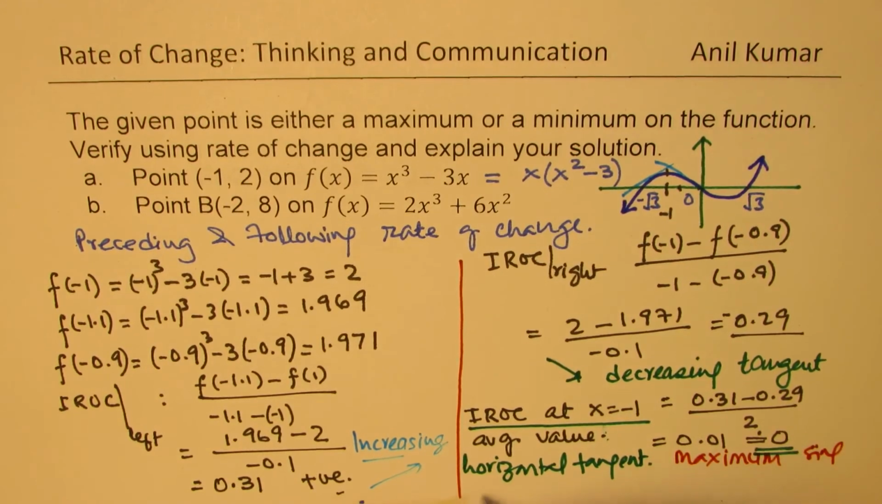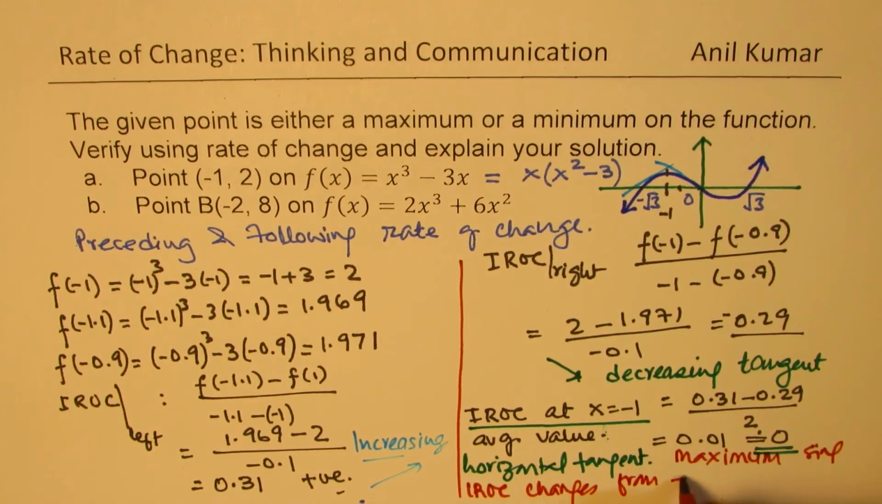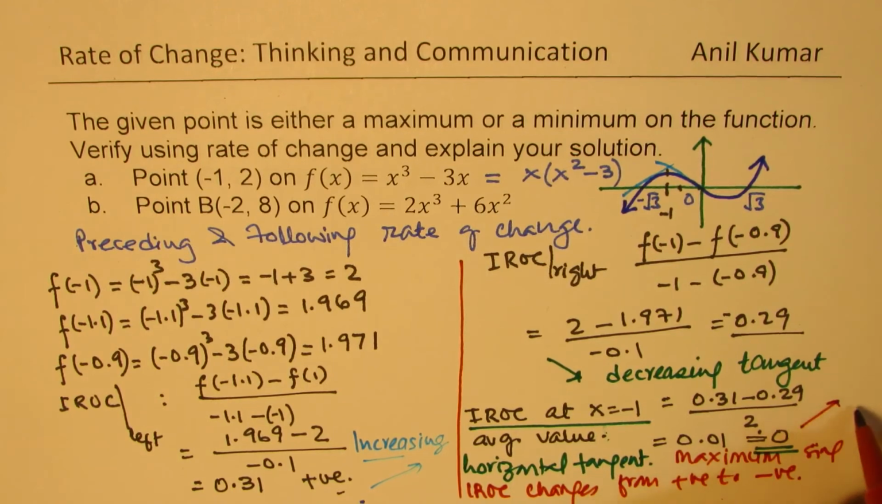Since the instantaneous rate of change changes from positive to negative. Clear? So if it is like this, we get a maximum. Is that clear to you? So that is how we are going to explain this particular question. And these are the steps involved. So I hope all the steps are perfectly fine.